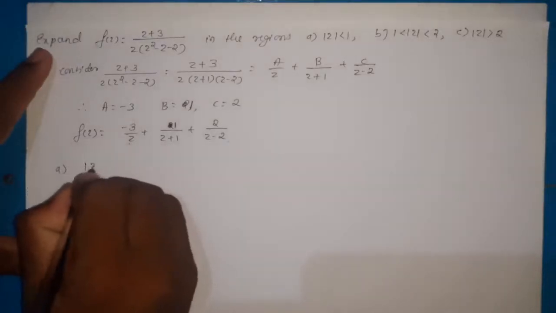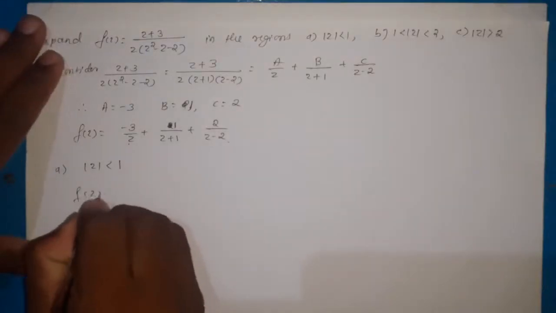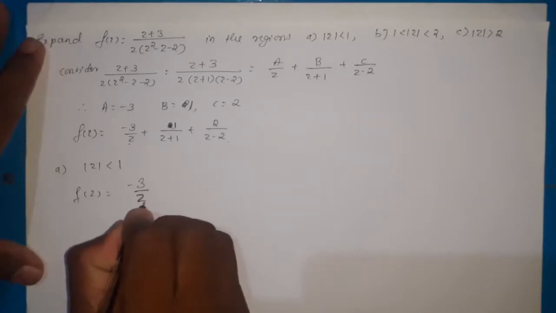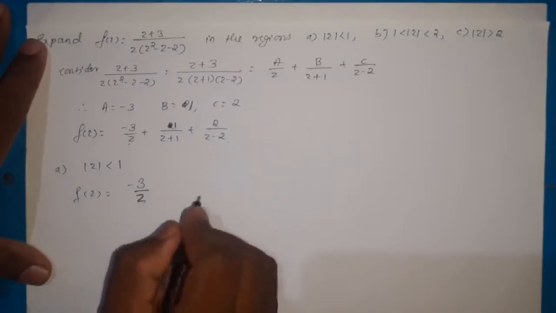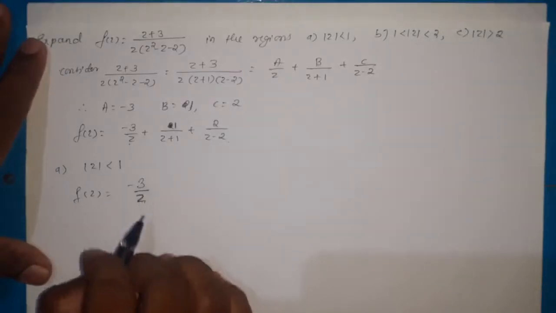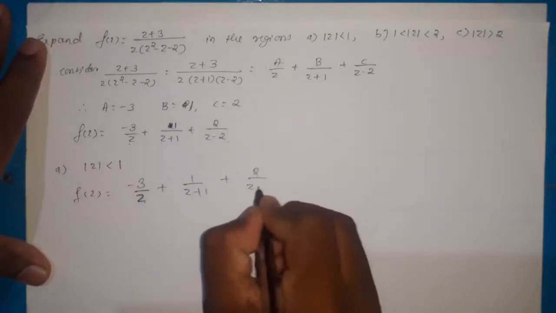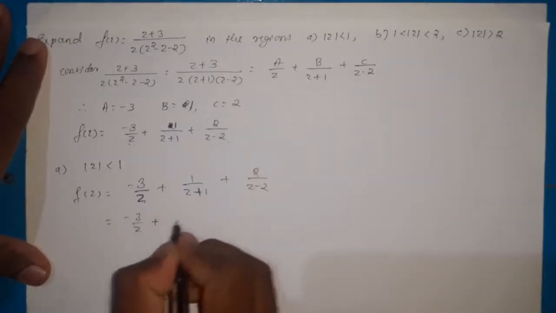So, the first region is mod z less than 1, meaning 1 is the greater value, so we need to take the constant term in that factor outside. Now f of z equals minus 3 by z. In here this is not a linear factor, it is not in the form of z minus a. Therefore, we put this as it is, plus 1 divided by z plus 1 plus 2 divided by z minus 2, and here minus 3 by z as it is.